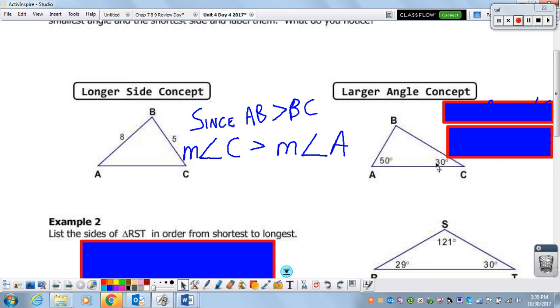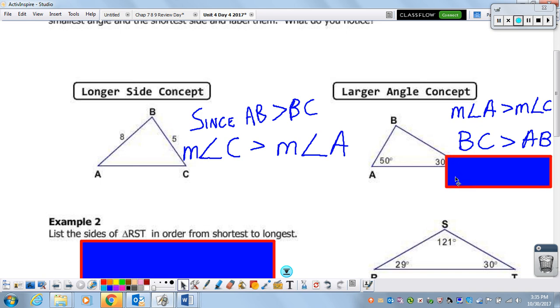Here we can see angle A is 50 degrees, angle C is 30 degrees. If we wanted to, we could use the triangle sum theorem to figure out the measure of angle B, but it's not important right now. But we can see that the measure of angle A, which is 50, is greater than the measure of angle C, which is 30. So if we look at the sides across from them, the side across from A is BC, the side across from angle C is AB, so BC is going to be longer than, or greater than, AB.